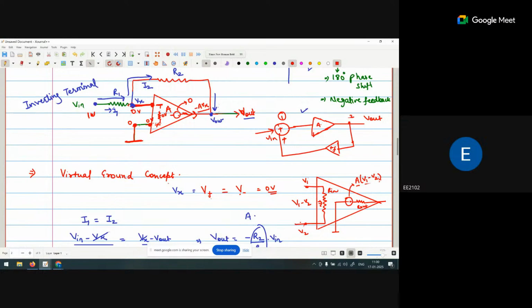When it is a Vx value at this point, it is multiplied by a negative sign. Why? Because we have to create negative feedback. So it becomes minus Vx, multiplied by the gain of the amplifier, A. So it is minus A Vx. That's why they represent it as minus A Vx.